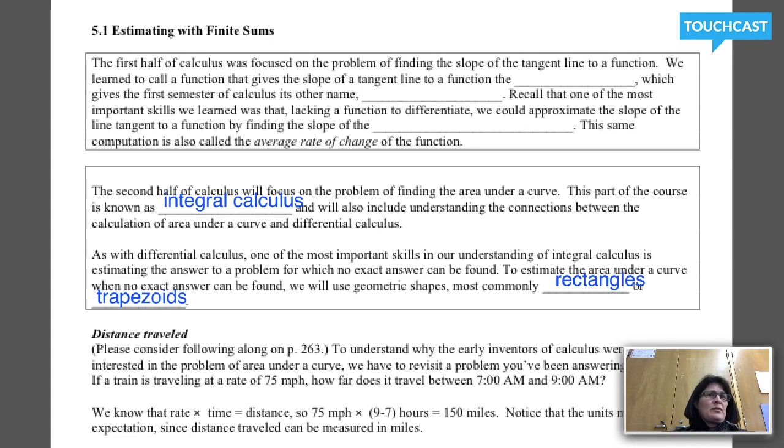So we're going to do something similar. That's what this section is all about. How can we use smaller areas to approximate a larger area, even if we don't have enough information to get an exact answer? So just because they are some of the simplest area formulas to use, the shapes that we're going to use commonly to sort of fill in these larger areas are rectangles and trapezoids.